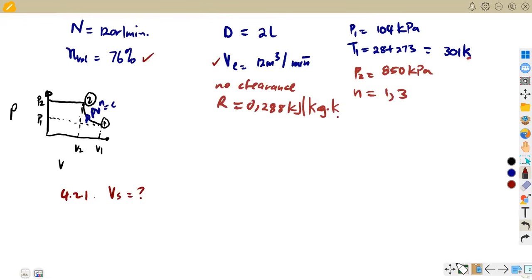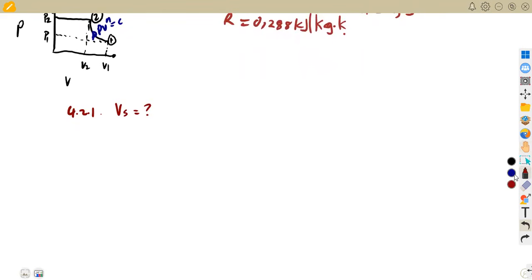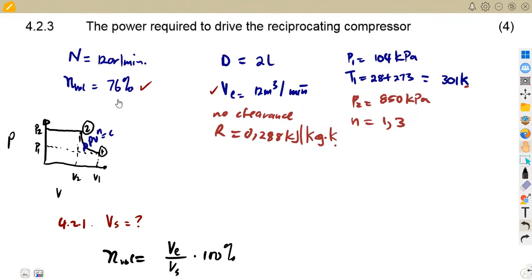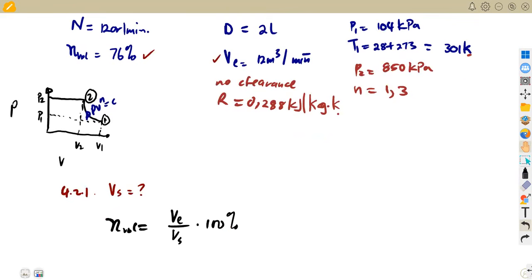So let me write my formula here. We saw that the volumetric efficiency is going to be equal to VE over VS times 100%, where VE is our effective volume. So let us substitute our values. Our volumetric efficiency is 76%. If we divide by 100, it will be 0.76. So we are just going to write it as 0.76 is equal to, take note on the effective volume here.